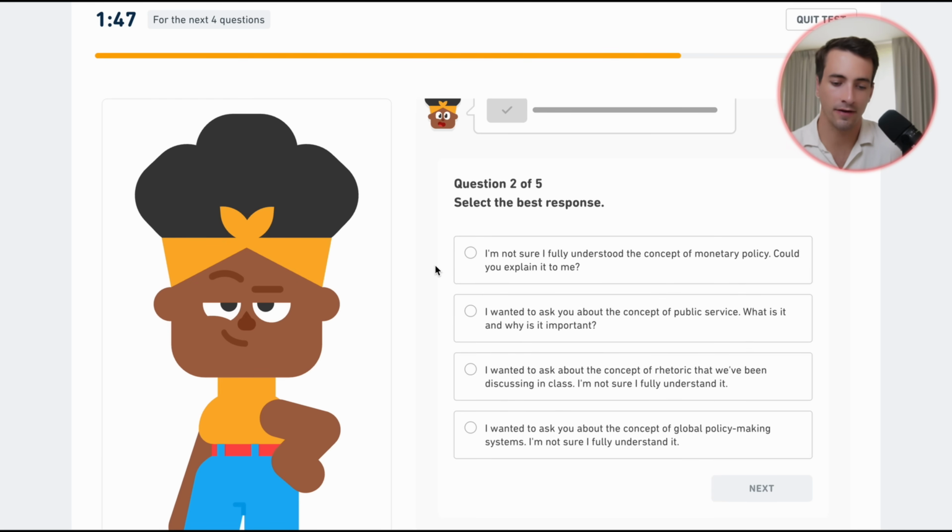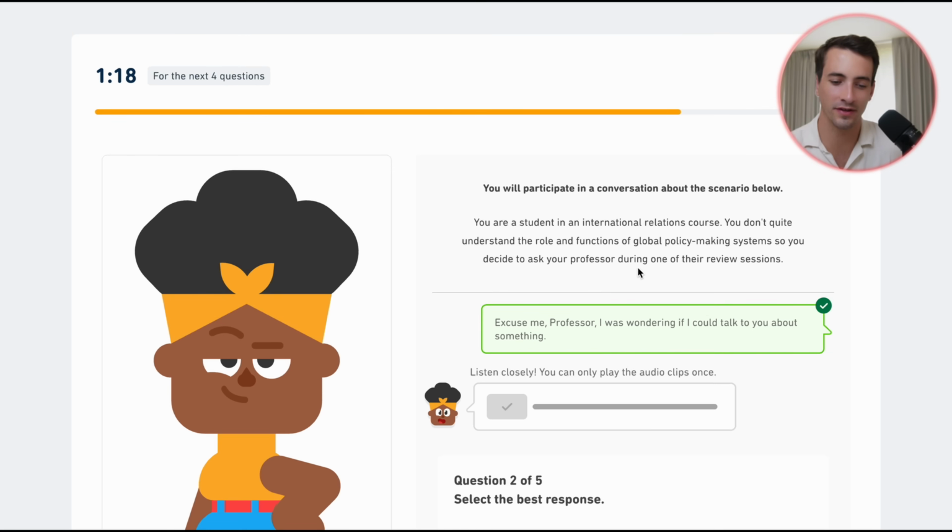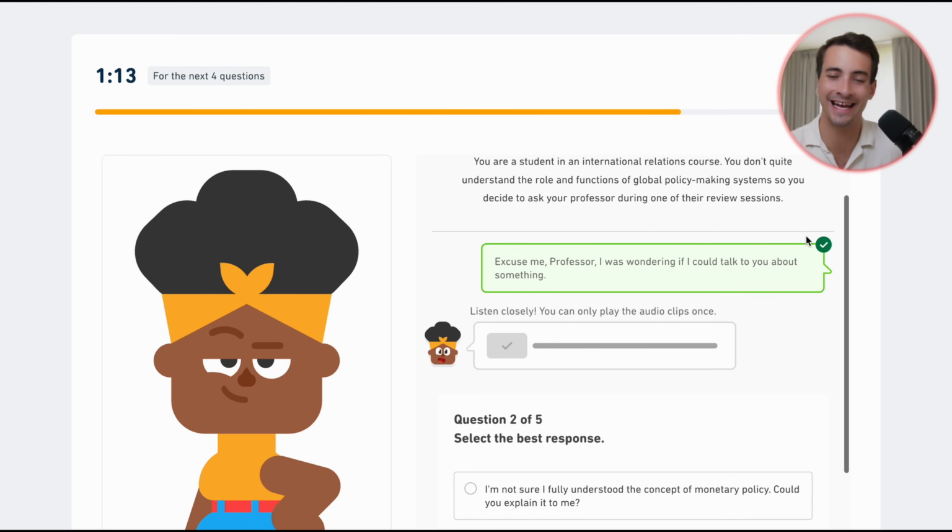All right, I'm not sure I fully understood the concept of global policy making systems. Okay, there we go. All right, so again, this detail, concept of global policy making systems, was the key detail, and we needed to have picked up on the scenario, on the details in the scenario to get that correct. If you don't remember this scenario, here's a trick. Scroll to the top. You can reread the entire conversation, including the scenario, at any time.